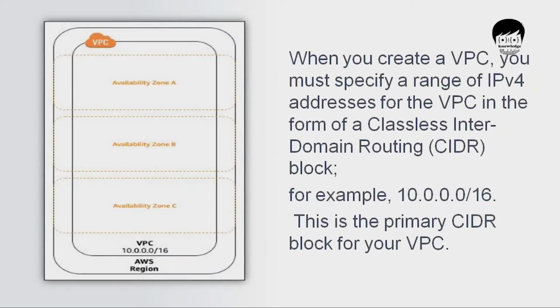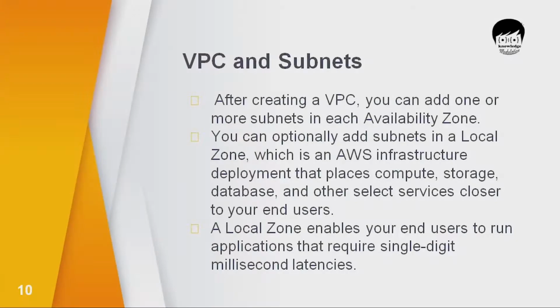When you create a VPC, you must specify a range of IPv4 addresses for the VPC in the form of classless interdomain routing. After creating the VPC, you can add one or more subnets in each availability zone.